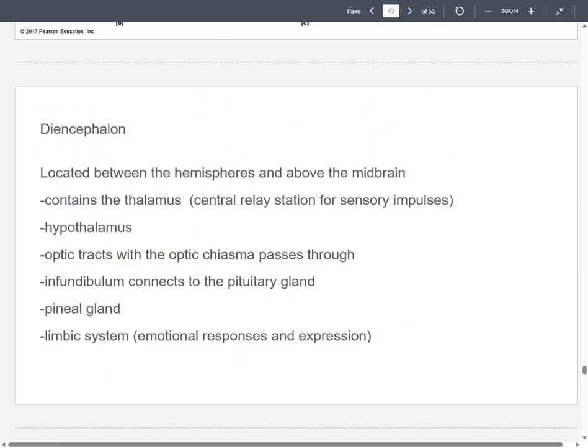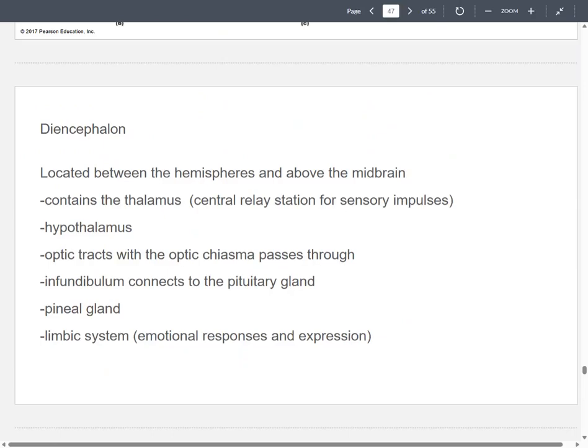Pausing here real quick. What are the optic tracts? The optic tracts is going to be your optic nerve traveling from your eyeball to the back of your brain where the information is actually going to be processed. The optic chiasma is where the optic nerve from your right eye crosses over into the left brain, and the nerve from your left eye crosses over into the right brain.